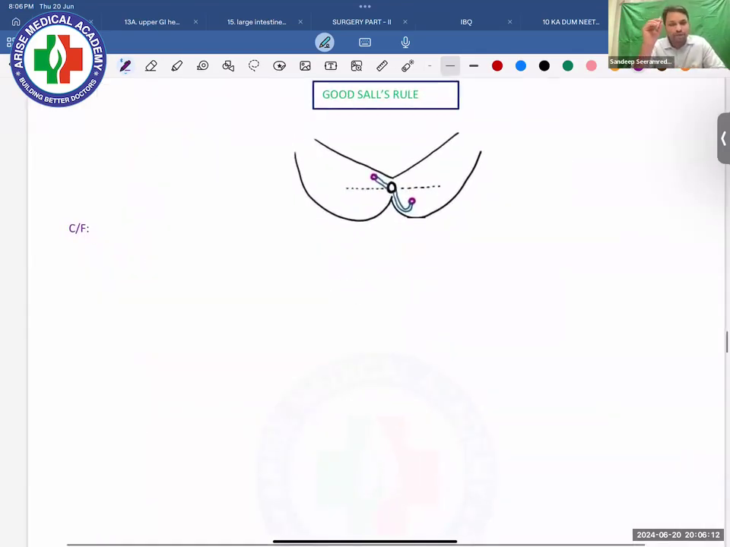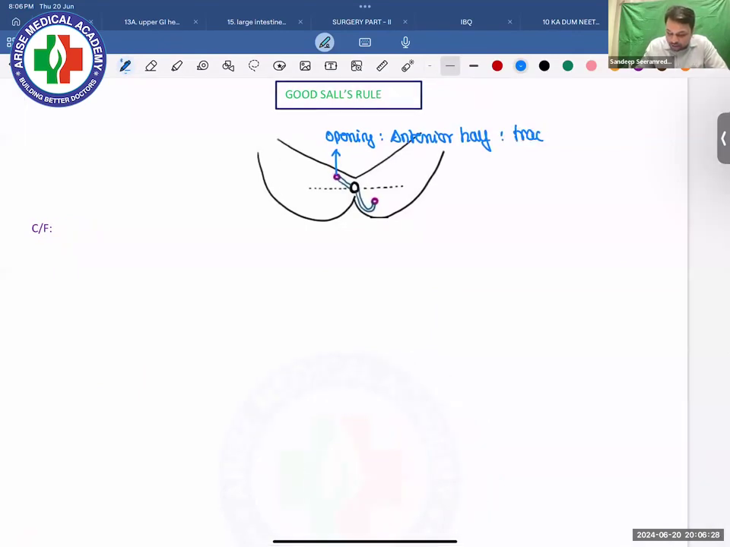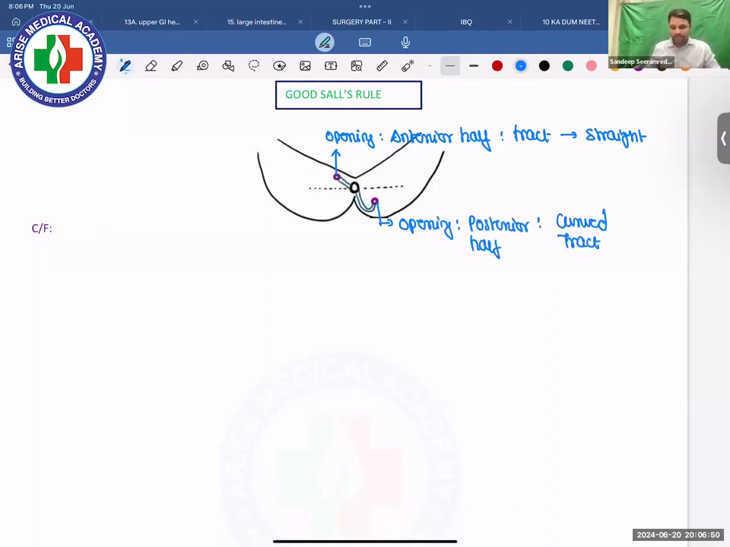There's a Goodsall rule which tells you how to orient the tract. If the opening is in the anterior half of the perianal region, the tract is going to be straight. But if the opening is on the posterior half, then you are going to have a curved tract, and this is what Goodsall's rule basically tells you.